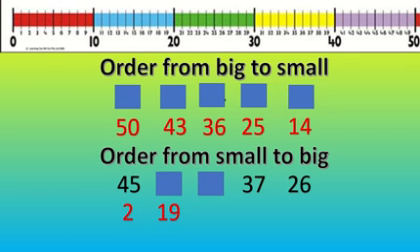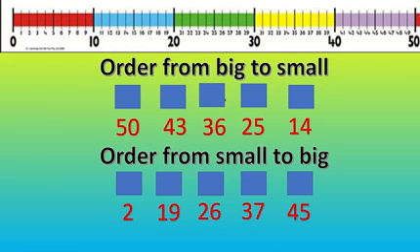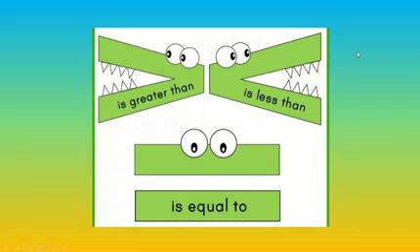What's the smallest number between 37, 26, and 45? 26. We color it in. What's the smallest number between 37 and 45? 37. We color it in. That leaves us with 45, and we color it in as well. So when we order from big to small, we always look at the biggest number. So we start on the right hand side and we see which number we encounter first.